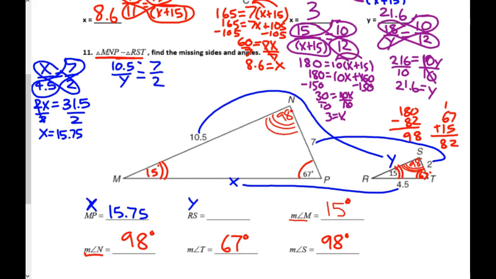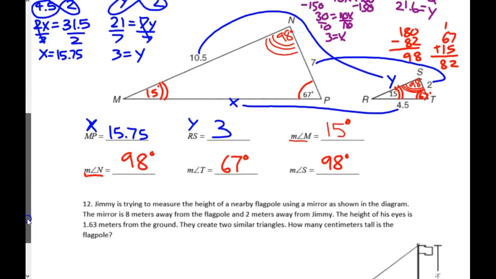Alright, and let's cross multiply. 10.5 times 2, we got 21 equals 7 times y is 7y. Divide by 7, and I get 3 equals y. Okay. Alright, I know it's lots of work. Just remember the angles are congruent and the sides are proportional.